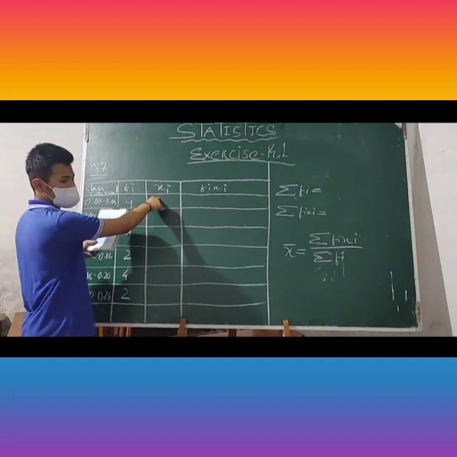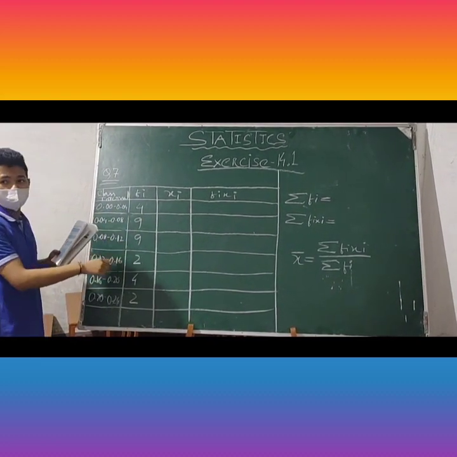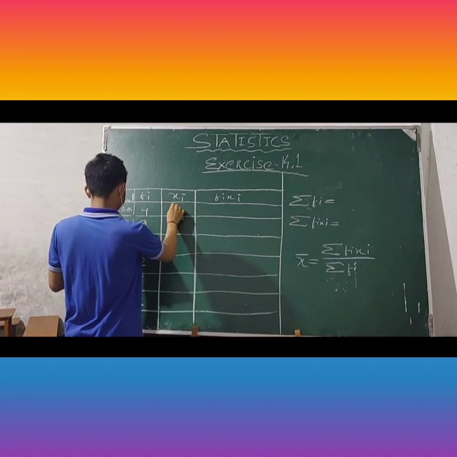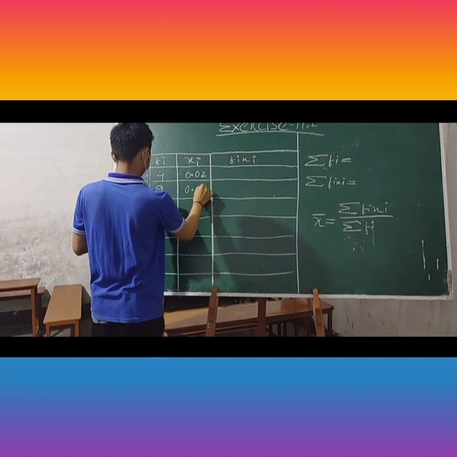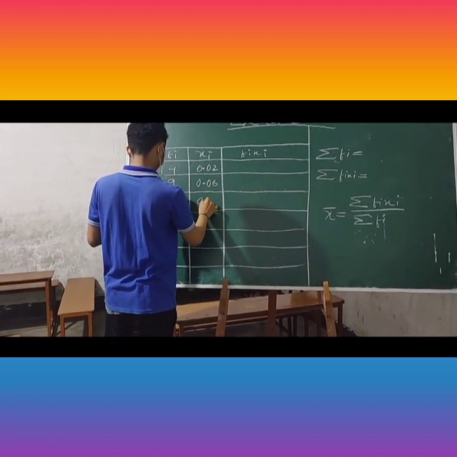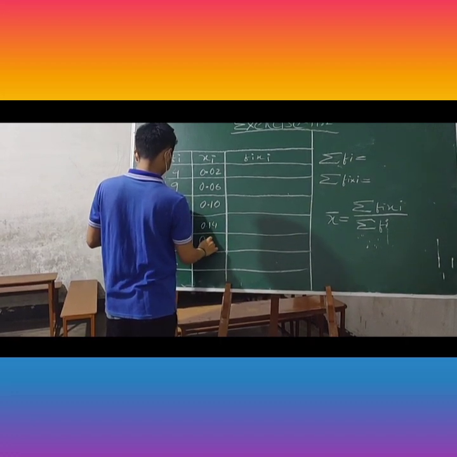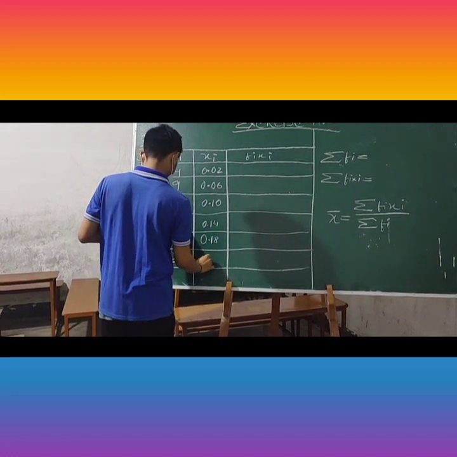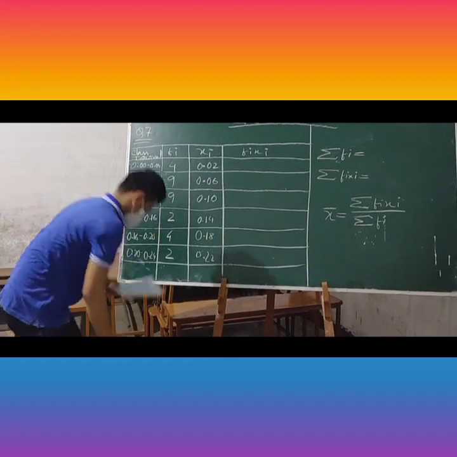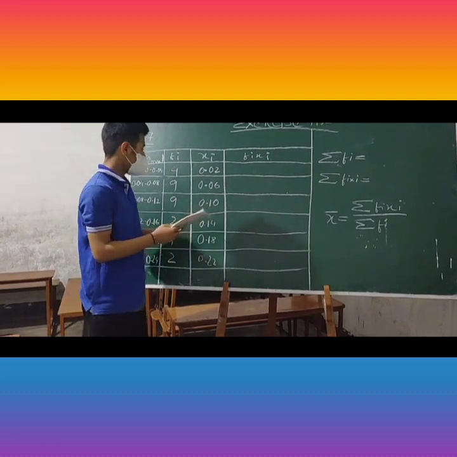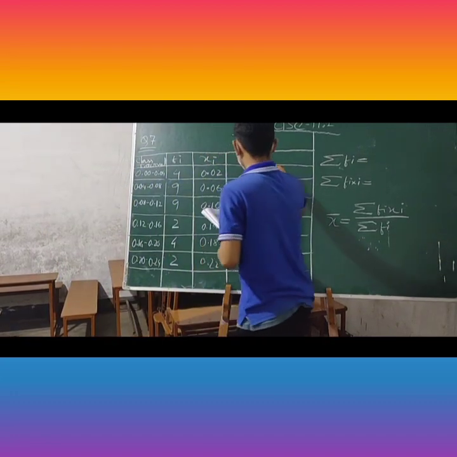Now we need to find the class mark of the table. We can easily find the class mark by finding the average of the digits. Now here the class mark is 0.02 and so on for the rest. Now we need to find the product of class mark and the frequency, that is Fi Xi.